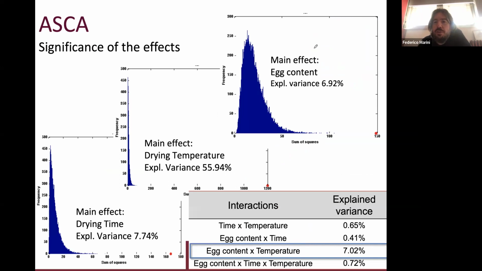We found that all three main factors had a significant effect on the spectroscopic signal, but we also found a significant effect of the interaction between egg content and temperature. This was particularly important for us because it confirmed that, due to this interaction, there was a non-linearity in the relation between egg content and the NIR signal, and this guided us in a further stage to use a non-linear model instead of standard PLS for making a model for the quantification of egg in egg pasta. But let's see the effect of the different factors on the spectra.